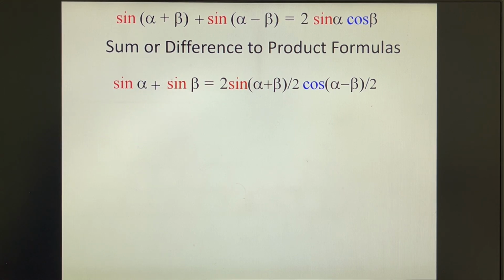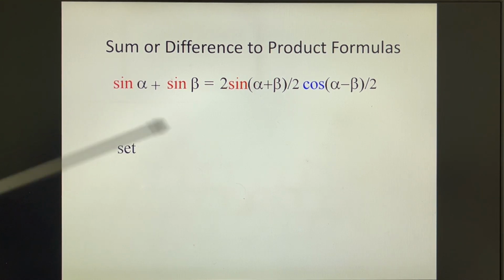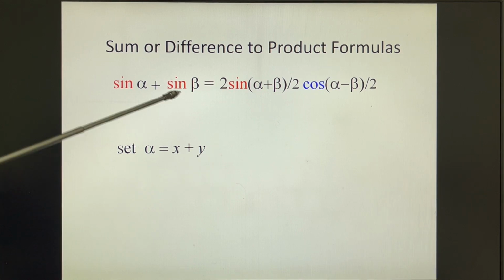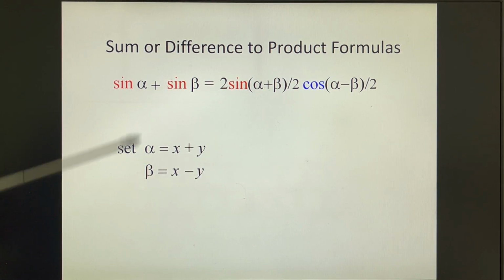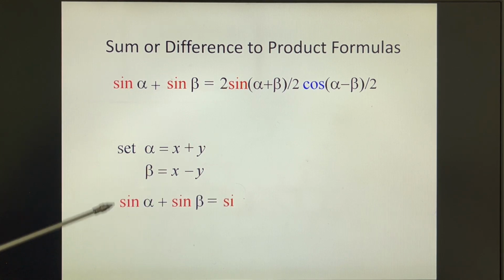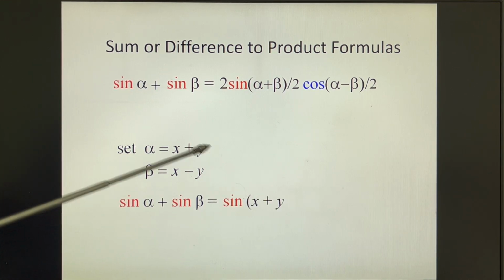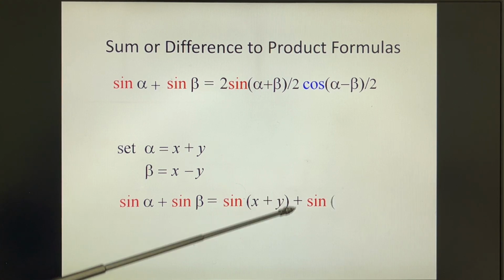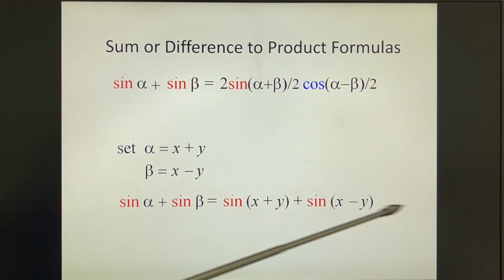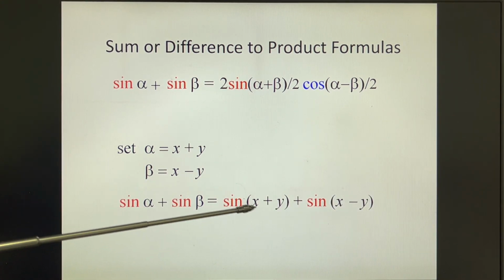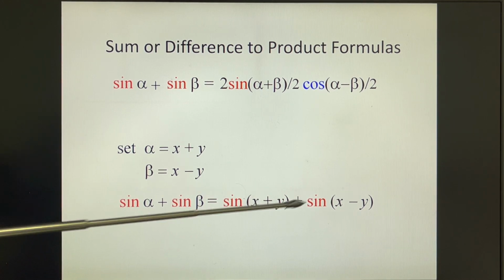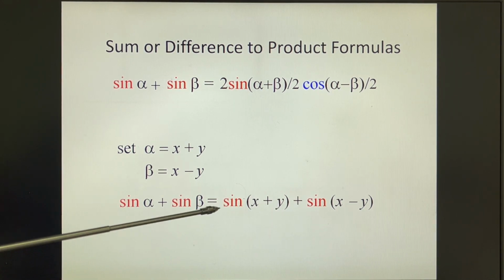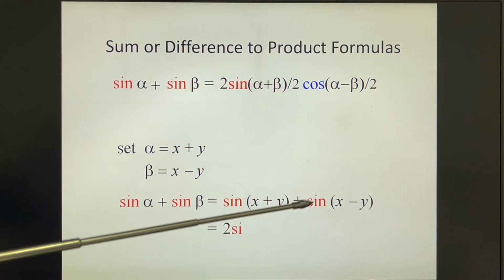So what I do, I make it into two. How? I set alpha equal to x plus y over 2. Beta equal to x minus y over 2. I put alpha and beta inside this one. I get sine alpha plus sine beta equal sine of x plus y over 2 plus sine of x minus y over 2. Let me expand these two sum and difference formulas. We get, this is 2 sine x over 2 cosine y over 2.